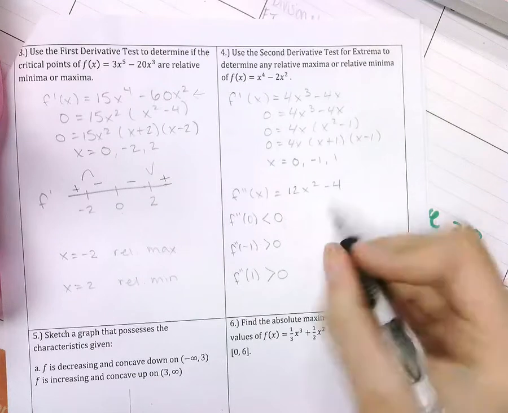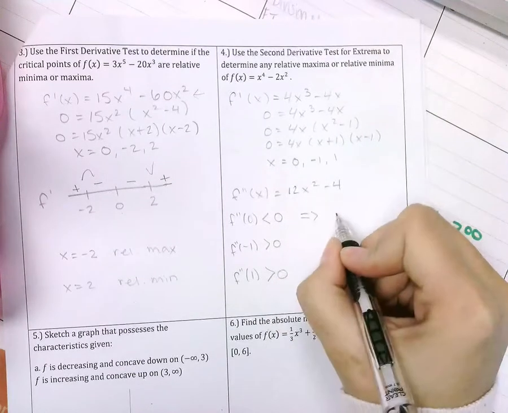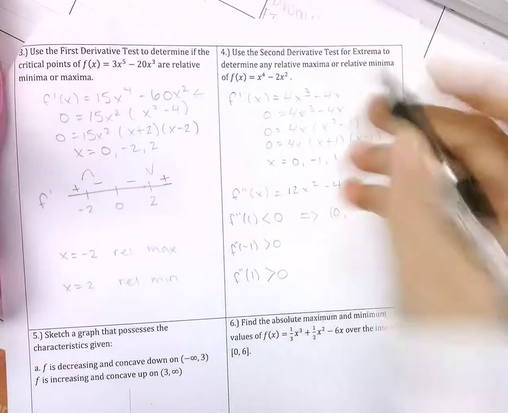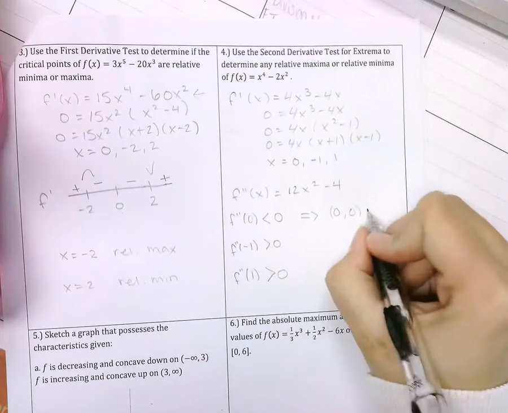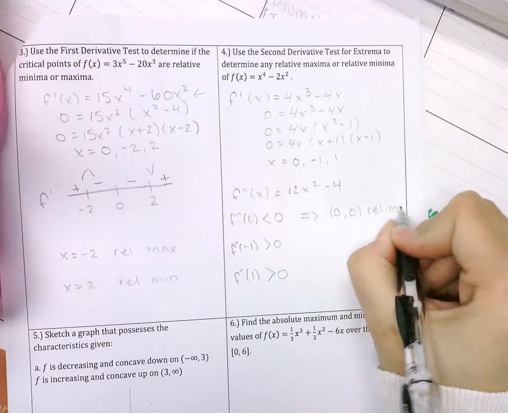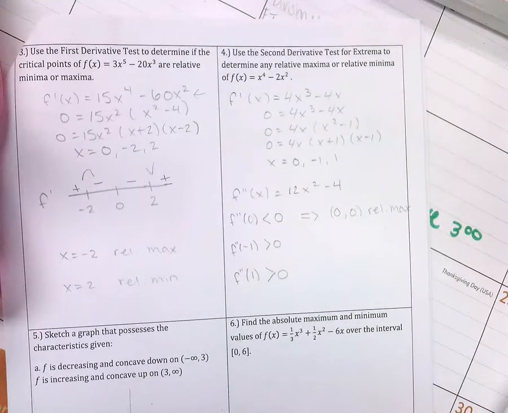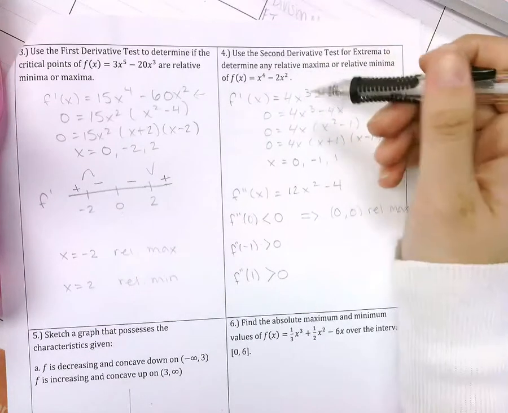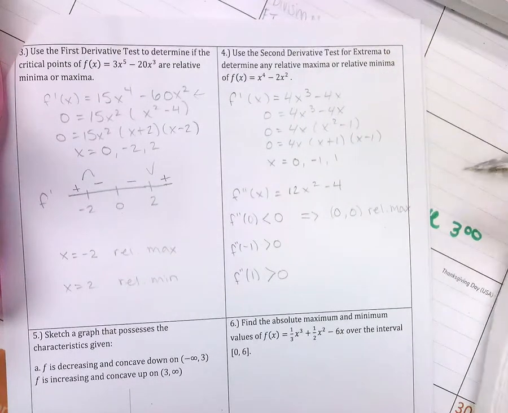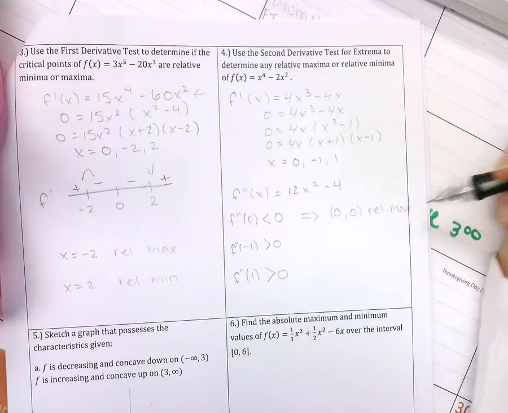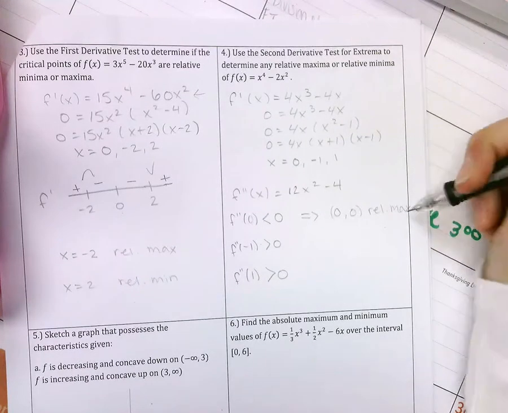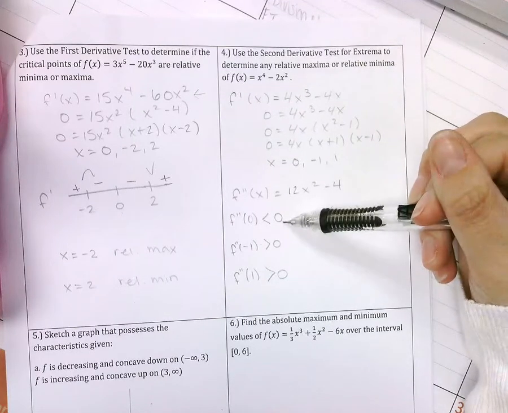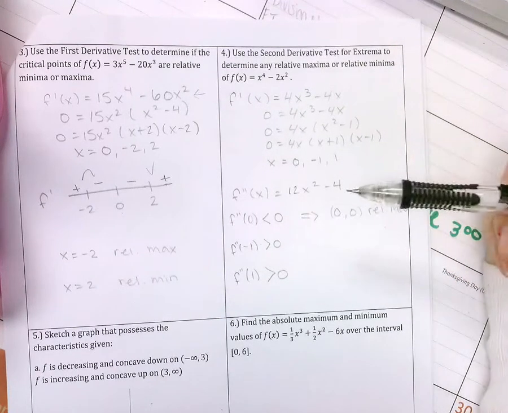If it's less than 0, then plugging in 0 means 0 is a relative maximum. I plugged it into the original because I'm trying to look for the actual point. So I have a relative maximum at 0, 0 because the second derivative is less than 0 when I plug that in. That's what the test says.